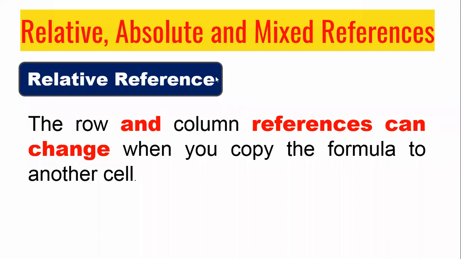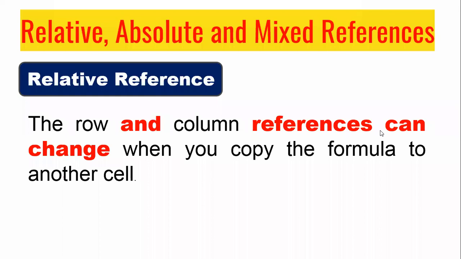Very good. Okay. Now concentrate here, my dear respected student. It says relative reference, the row and, tell me once in the chat box, the address of a row is mentioned with a number or alphabet? Rows are represented with a number. Very good. And a column is represented with a number or alphabet? That is with the alphabet. Great. Okay. The row and column references can change.